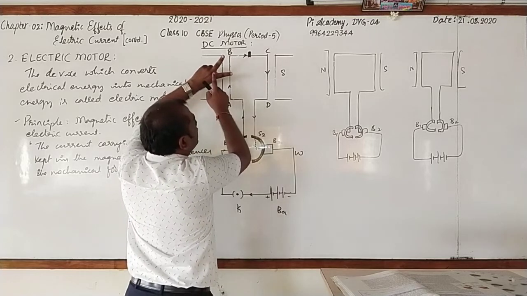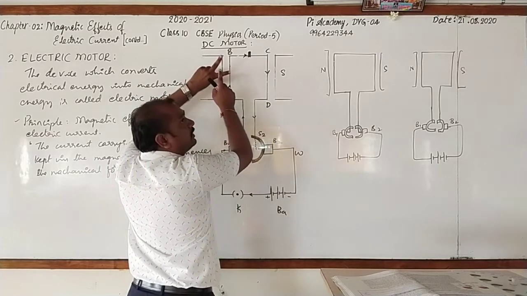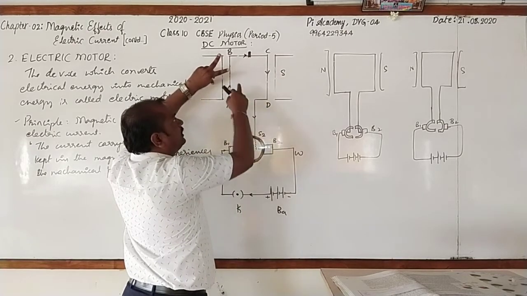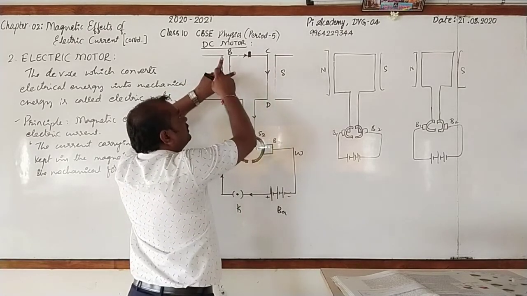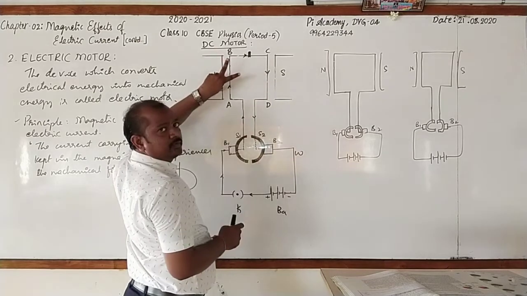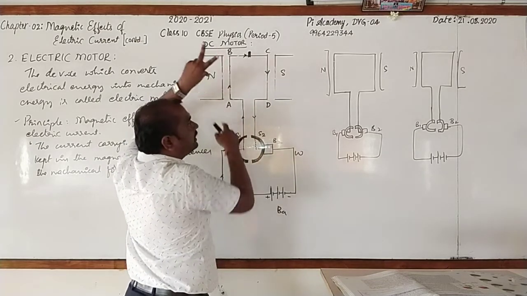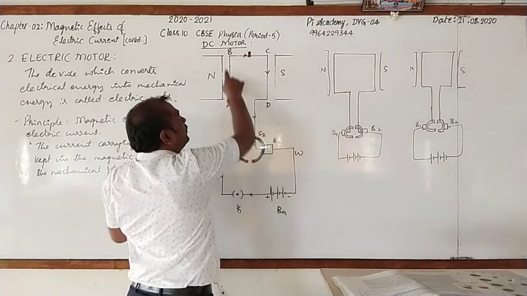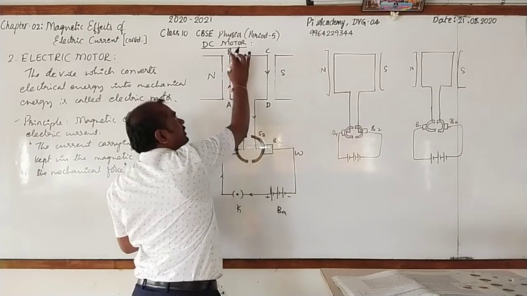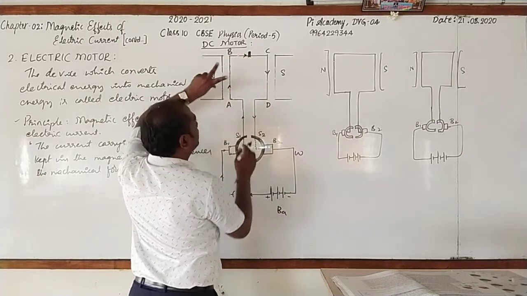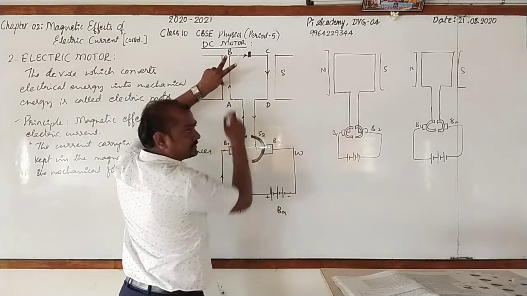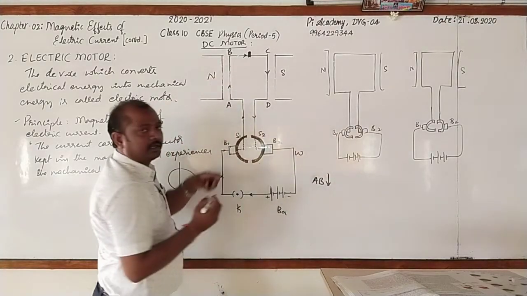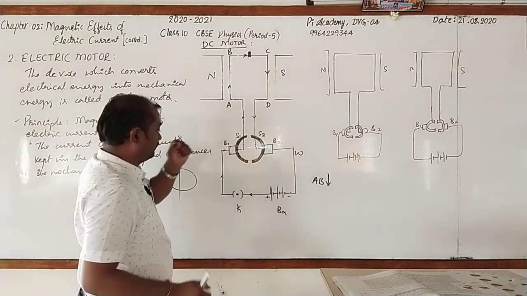Look here, the forefinger indicates the magnetic field which spreads from north to south. Then the middle finger indicates the direction of flow of current, and the thumb indicates the direction of mechanical force. Where the mechanical force is acting, it is on AB. Downward or upward? Observe this. It is downward. Here on the right, AB, the mechanical force is acting downward.